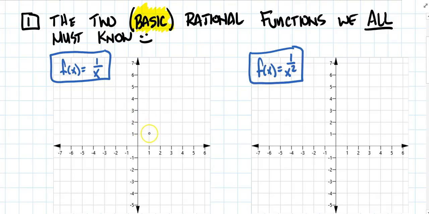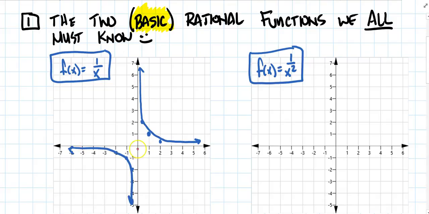For 1 over x, we should have 1, 1, and then we should have 1/2, comma 2, and then 2, comma 1/2. So these 3 points right here are the ones that we would want to use to make the sketch of this. And remember, this looks like the Hurley graph here. So if I have -1, -1, and then this point, and then this one right here. These are the points that we're basically going to use to make the sketch of this graph.